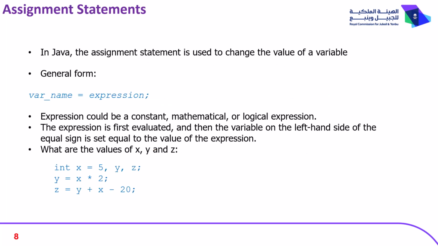Assignment statements. An assignment statement changes the value of a variable. It follows the form, variable = expression. The computer evaluates the expression on the right first, and then assigns that result to the variable on the left. For example, if x is 5, then y = x + 2 results in y becoming 7.